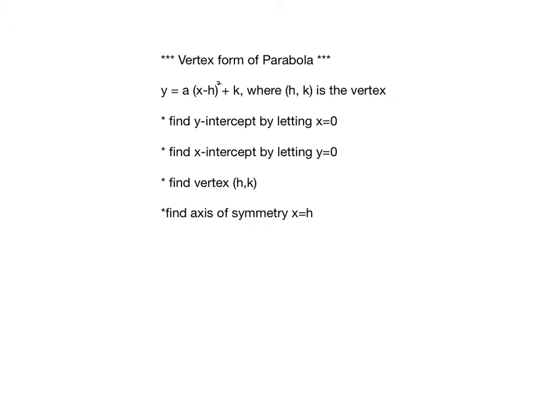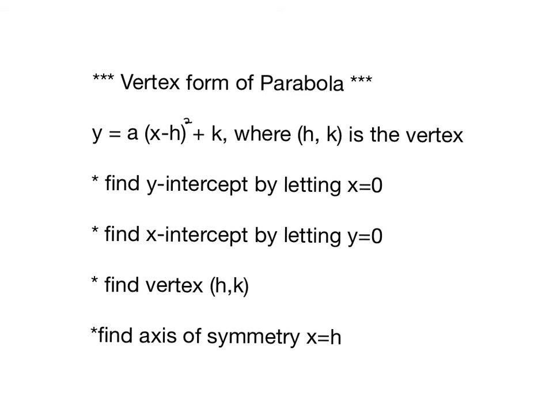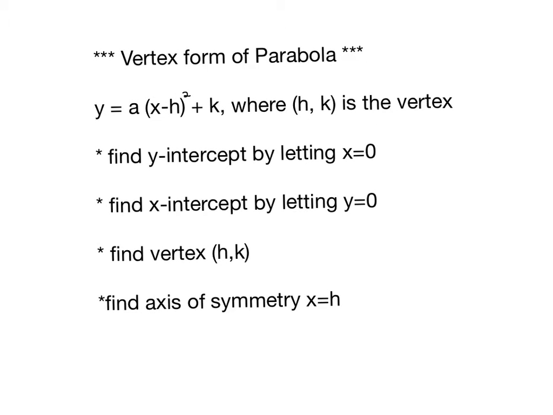So again, vertex form, we saw this on Friday, where this a that's in front is the same a that's in standard form, but again, this h and this k give us the vertex. Remember to find intercepts, to find the y-intercept, I would set x equal to 0. To find the x-intercept, I would set y equal to 0. So when we're doing this, we're going to first transform it into vertex form. Then we're going to find the vertex. We're going to find the axis of symmetry, the x-intercepts, the y-intercepts. But let's go through these.